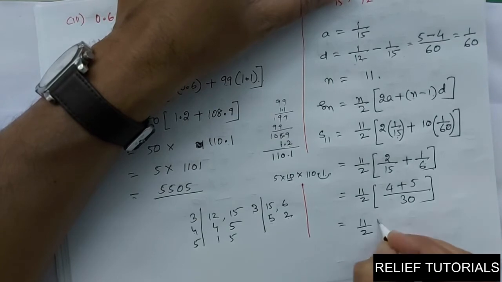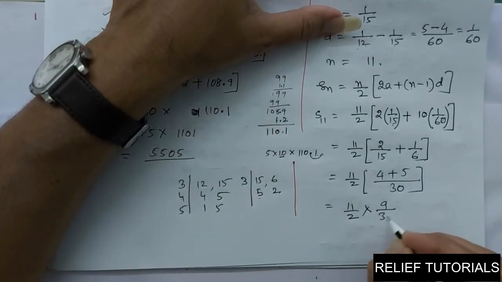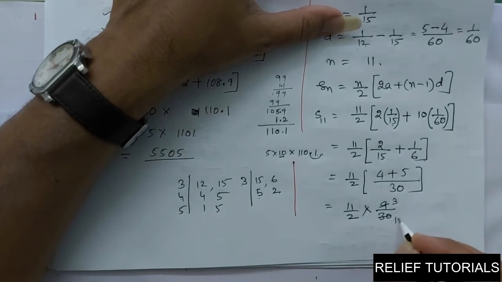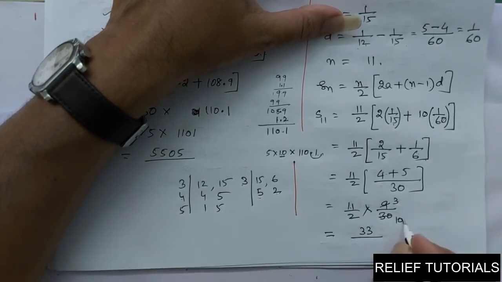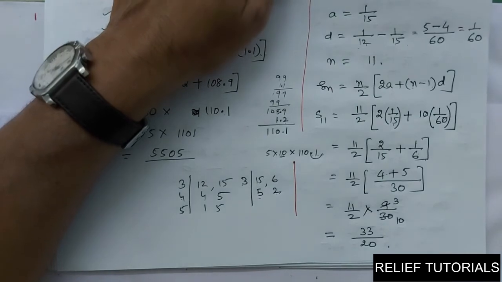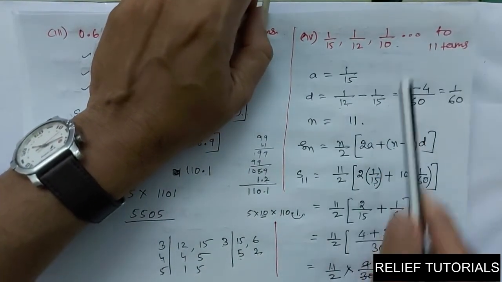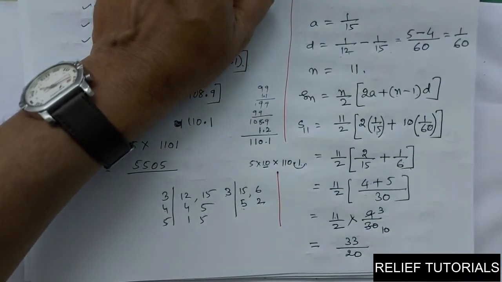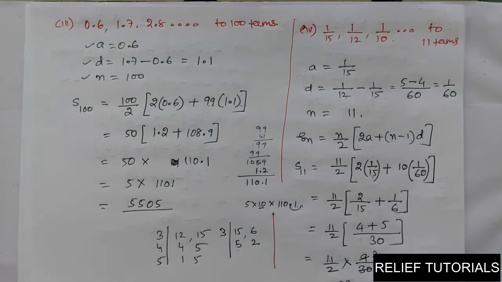So 11 by 2 into (5 plus 4), 9 by 30. 3 threes are 9, 3 tens are 30. So what you will get? 11 into 3, 33 upon 2 into 10, 20. So the answer is 33 upon 20. That is the sum of the first 11 terms of this series. Got it, friends? So in this way we can find the sum if we don't have the last term. Clear?